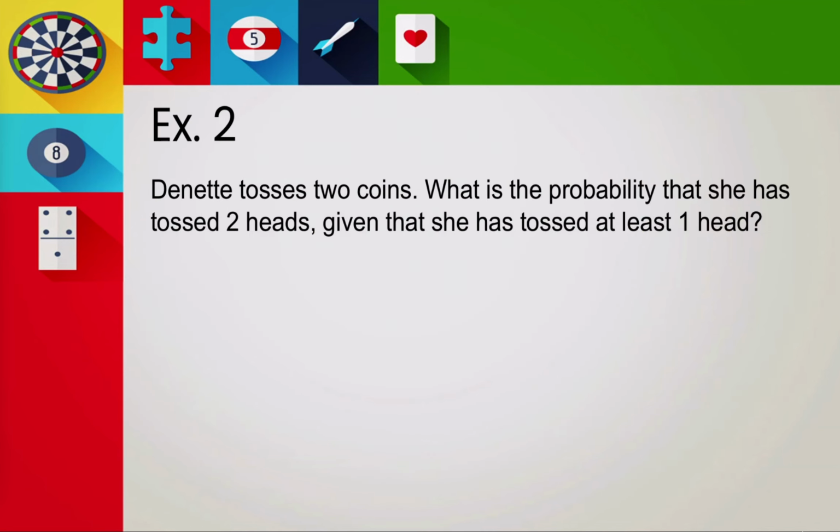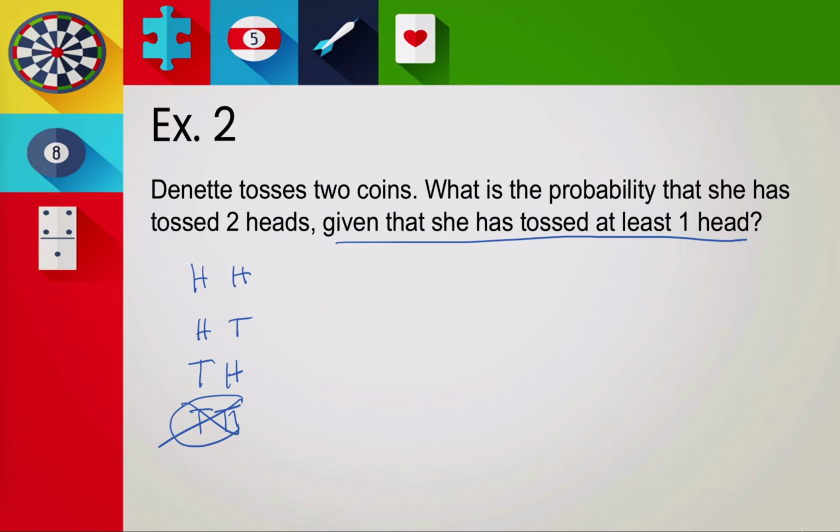Danette tosses 2 coins. What's the probability that she has tossed 2 heads, given that she has tossed at least 1 head? If you're tossing 2 coins, you have 4 possibilities, right? You can have 2 heads, a heads and then a tails, a tails and then a heads, or a tails and then a tails. Given that she has tossed at least 1 head, we're not looking at the scenario where there are 2 tails. So the probability that she's tossed 2 heads ends up being 1 out of 3.